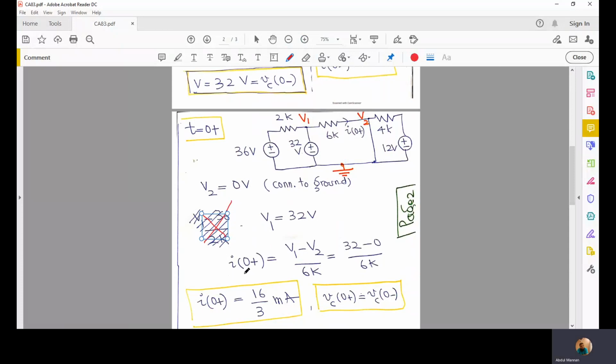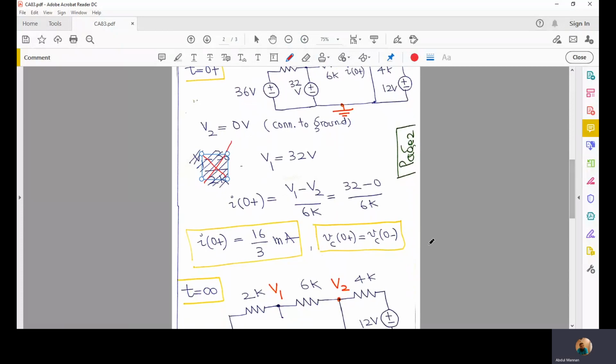Then I at 0 plus would be V1 minus V2 divided by 6K, according to Ohm's law: the voltage drop across the resistor divided by the value of the resistor. This gives us I at 0 plus equal to 16 by 3 milliamperes. And Vc at 0 plus remains the same as it was at 0 minus.